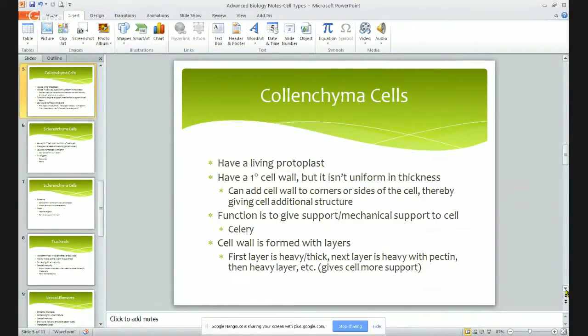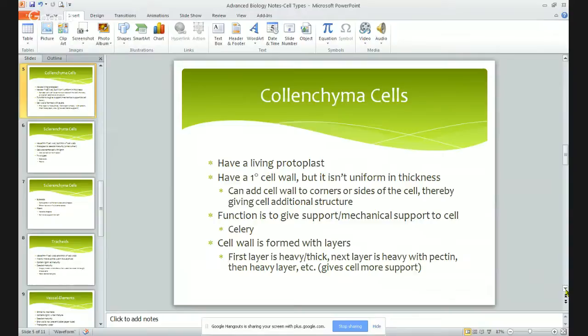Your collenchyma cells are also going to have a living protoplast, so they're still going to be living with the nucleus and organelles. They're also going to have a primary cell wall, but this one's not going to be uniform in thickness either. In your diagrams, I've drawn you 2 different examples because sometimes they can have additional cell wall built on the sides or on the corners, as those 2 pictures denote. Their main function is to give additional support and structure to your cell.